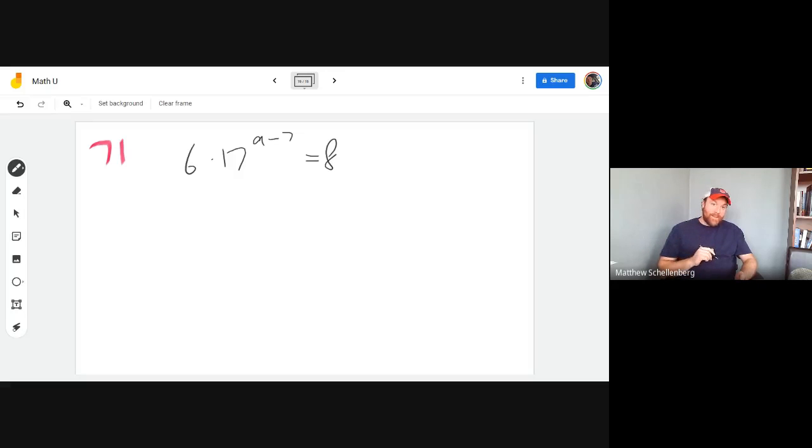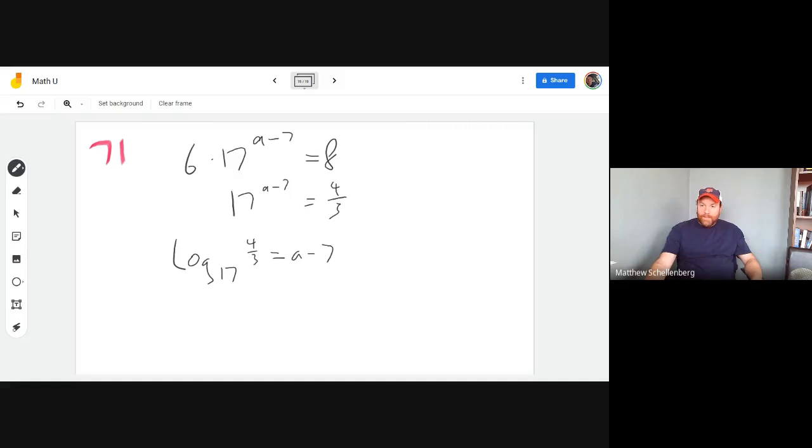First thing, I want to divide by 6. So 17 to the a minus 7 equals 8 over 6, otherwise known as 4/3. Now I am ready for logarithms. And so I will say this is the log base 17 of 4/3, and this equals a minus 7.